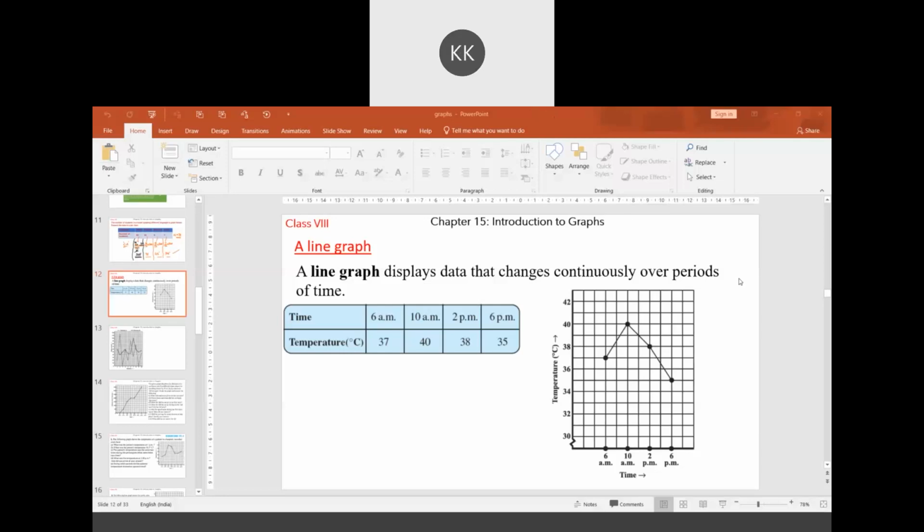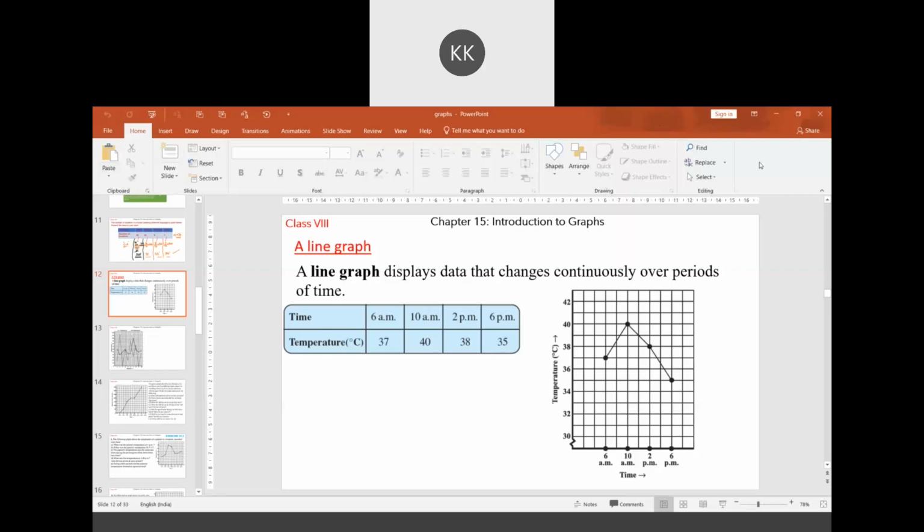We were discussing something related to graphs. We have learned how to make a pie chart. In today's session, we shall take up line graph. There is a small difference between line graph and a linear graph.